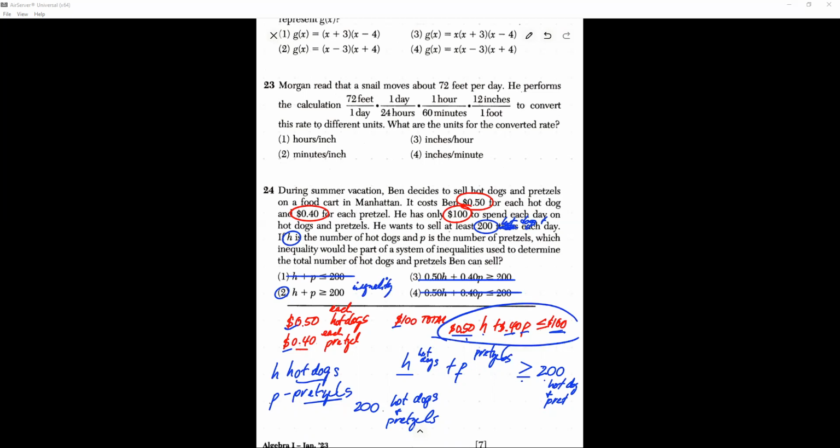And that's what I like to do. The units for this H are hot dogs. The units for P are pretzels. The units for 200 are hot dogs and pretzels because those are the items. The units for this are dollars. The units for this are dollars. The units for this are dollars. So we've got to use those. I'm going to go into a little bit more detail later on why we actually have dollars times H, but just suffice it to say that you always want to put the same units together.